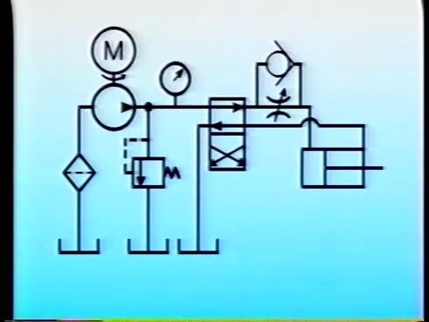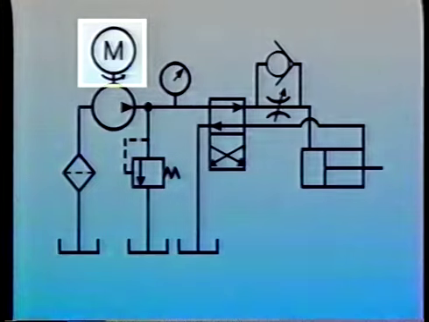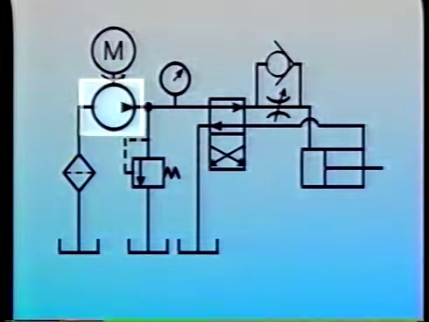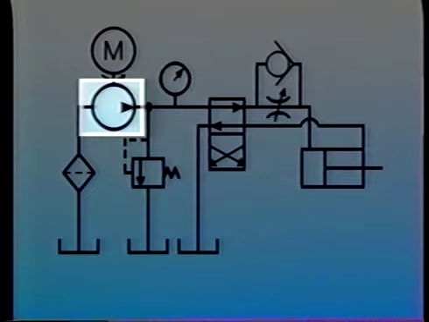Hydraulic pumps are usually driven with electric motors. This is the symbol for an electric motor. The arrow indicates a shaft which rotates in one direction only. This is the symbol for a pump. The single solid arrow indicates the direction in which fluid moves through the pump.